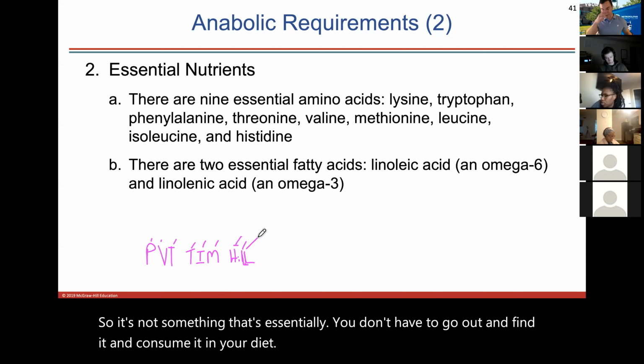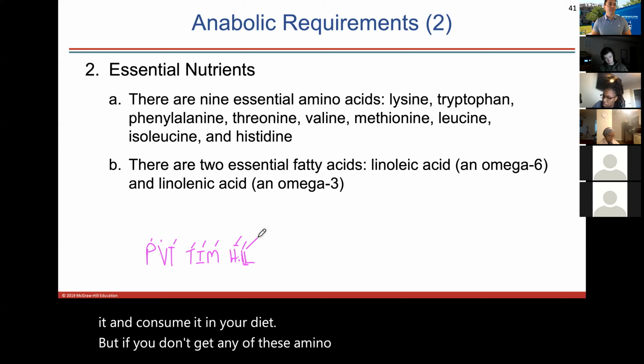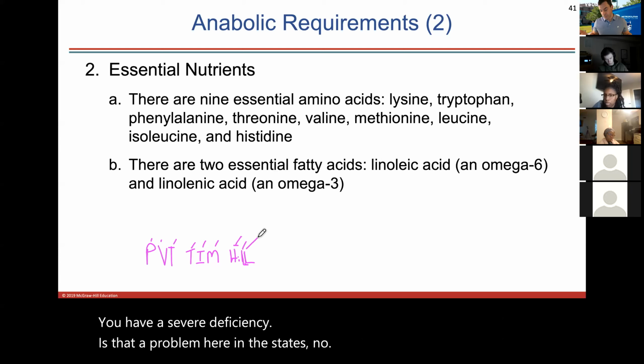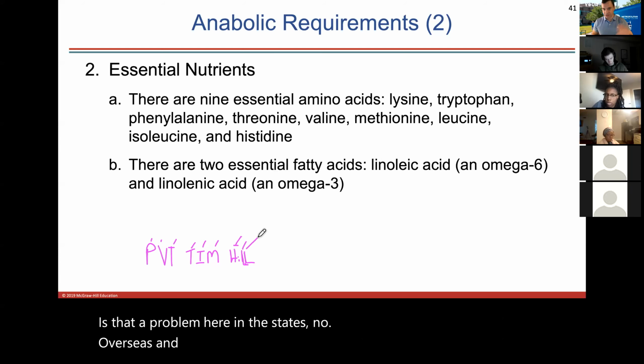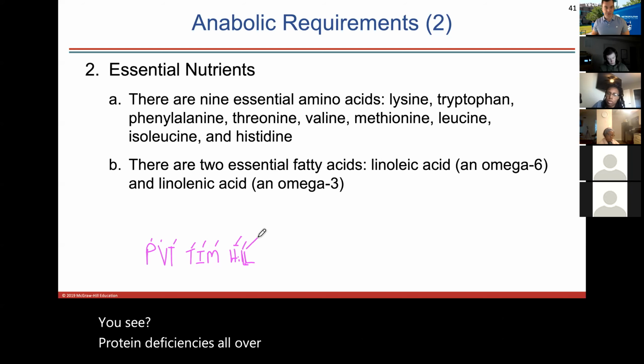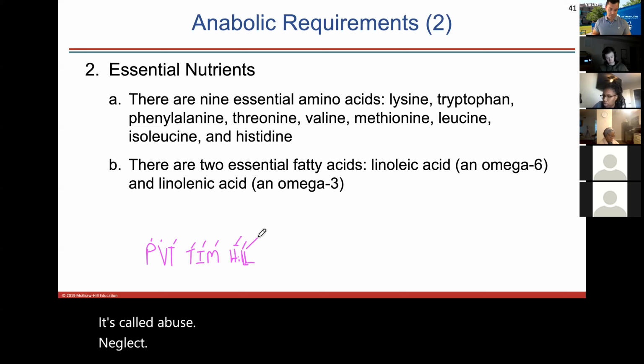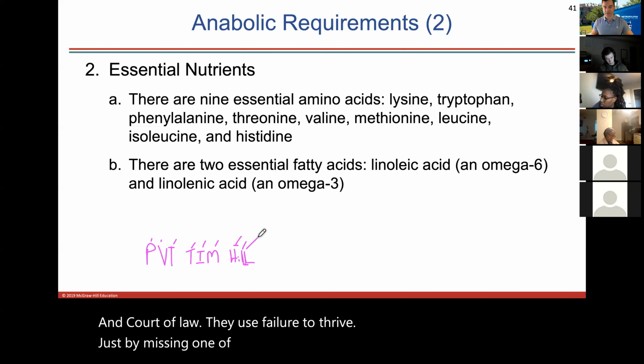But if you don't get any of these amino acids, you have a severe deficiency. Is that a problem here in the States? No. Overseas and in poor countries, yes. You see protein deficiencies all over the place. Do you see it here in the States? Yes. It's called abuse, neglect, okay? In a court of law, they use failure to thrive. Just by missing one of those essential amino acids there.